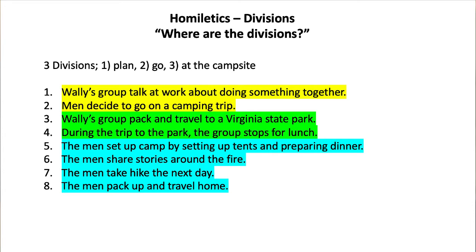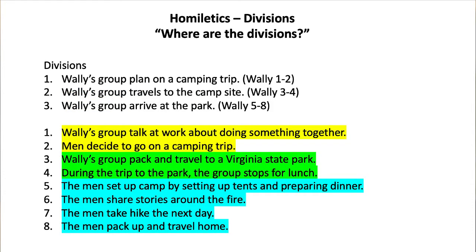The second division is the group travels to the state park. That's items 3 and 4. And then 5, 6, 7, and 8 relate to the men finally getting to the campsite. So that was my thought process as I did those 3 divisions. And then, as I mentioned lastly, you want to put the references for those divisions. In this made-up example, I said Wally, content 1 and 2, Wally 3 and 4, and Wally 5 through 8. Those are where the 3 divisions are in this simple example.